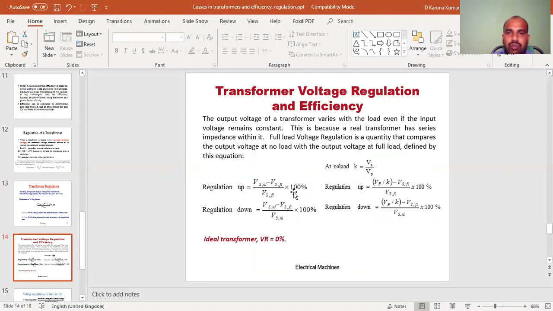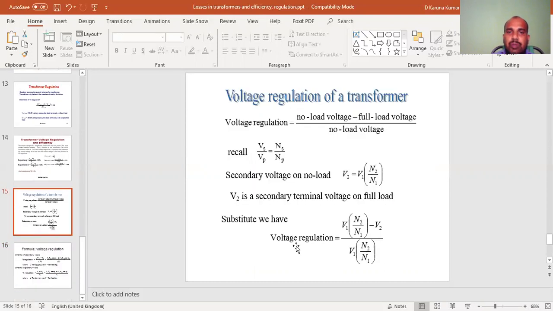There are two types of voltage regulation: regulation up and regulation down. Regulation up means no load voltage minus full load voltage by full load voltage into 100. Regulation down means no load voltage minus full load voltage by no load voltage into 100. This formula is called voltage regulation. The voltage regulation of an ideal transformer is 0%.